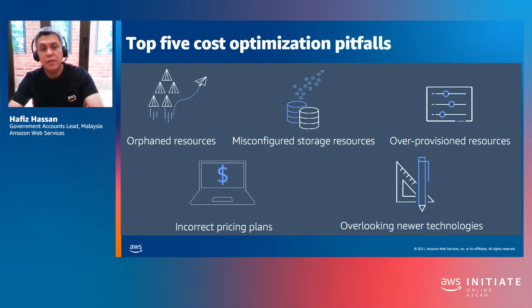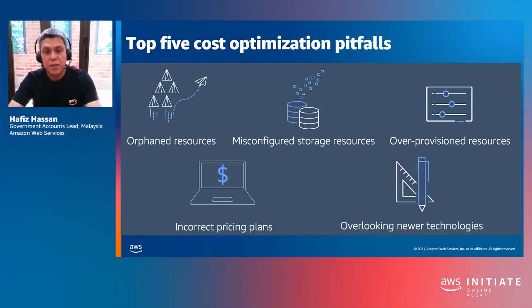So let's take a look at the top 5 mistakes that customers tend to make that drive up their cloud cost. First is what we call orphaned resources. So this is quite common, especially when you have a dev and test environment. In a dev and test environment, we do not run the applications 24 by 7. So what we normally do is that we will shut down the application servers when we are not using dev and test, or development testing, right?